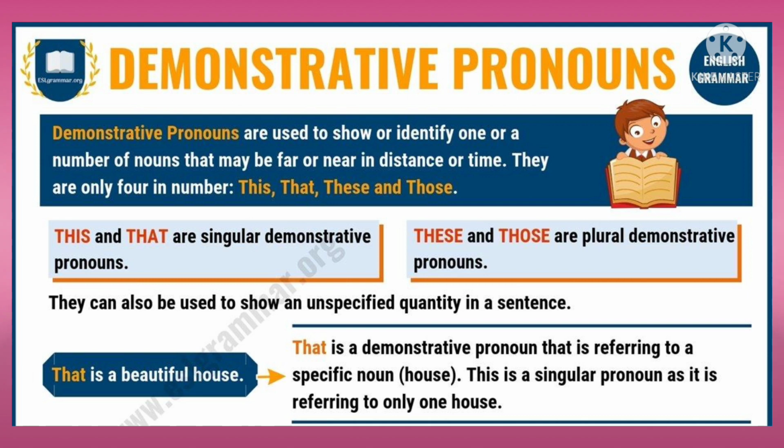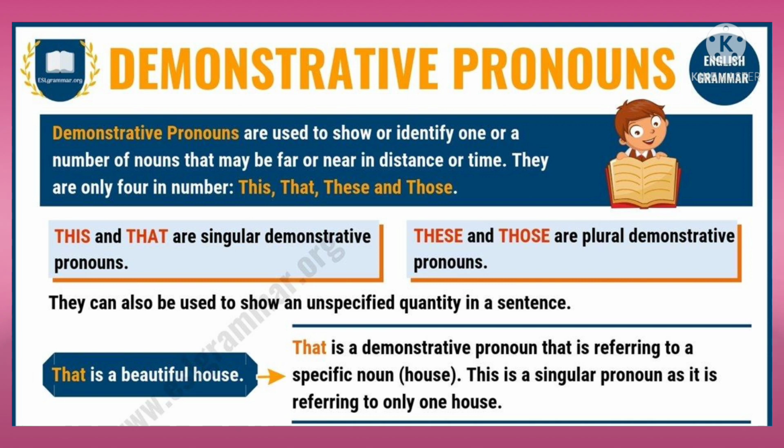These will be used for plural and those will again be used for plural. These is the plural of this, those is the plural of that. Clear? Now, this is nothing else but the demonstrative pronouns. Demonstrative pronouns are used to show or identify one or a number of nouns that may be far or near in distance or time. They are only 4 in number. This, that, these and those.